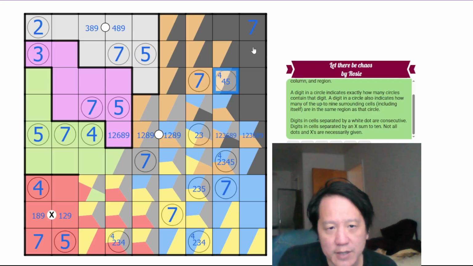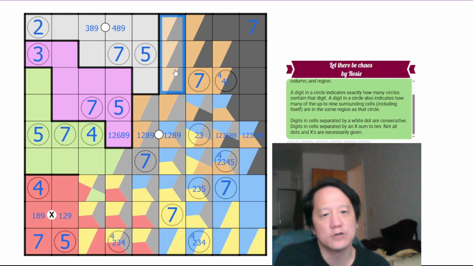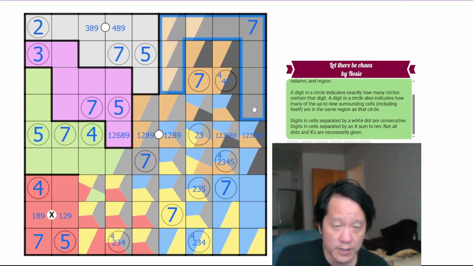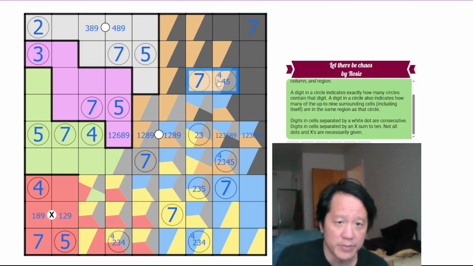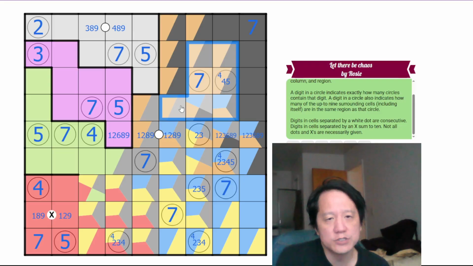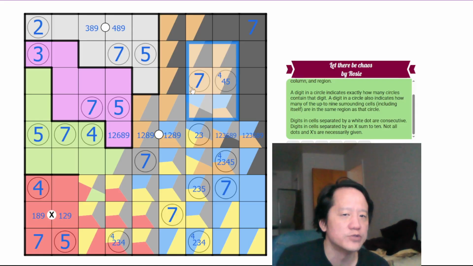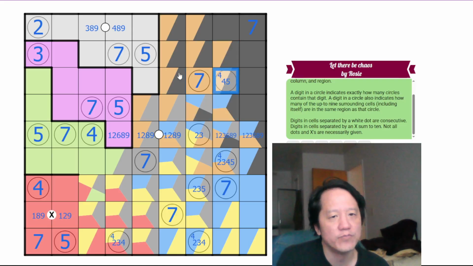So what does that mean? That means you cannot go dark, dark here. If you go dark, dark here, that would mean there cannot be any other digits around the orange 7 except for orange, and then this would have to be a 6 area, which is not allowed in the circle. So this cannot be dark, therefore that's orange. Interesting.